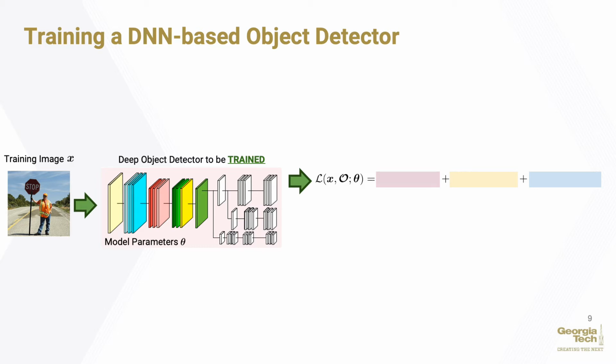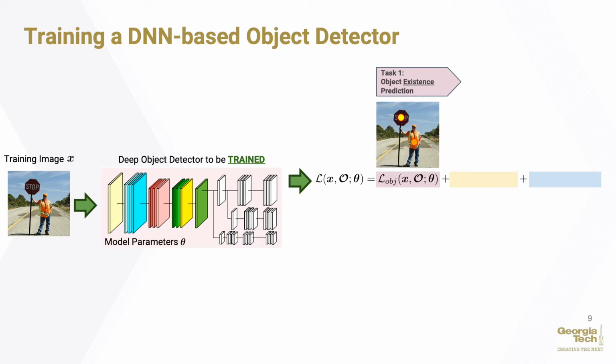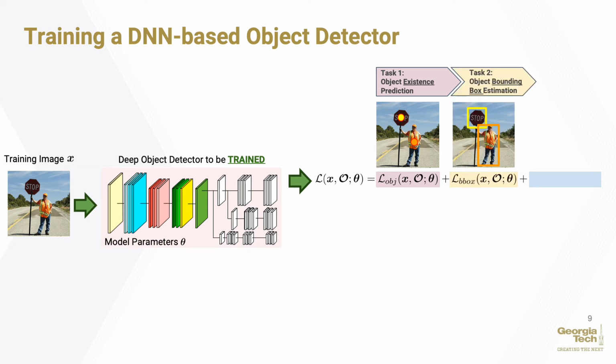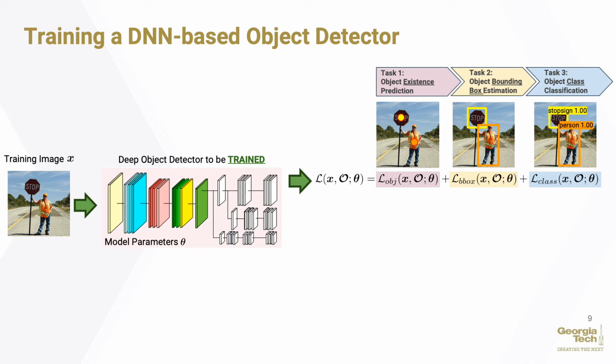As briefly mentioned earlier, it is a multitask learner with 3 goals. The first one is to predict object existence, the second one is to estimate the bounding box of the objects, and the last task is to classify objects. That's why the loss function in object detection consists of 3 components. Each of them corresponds to one specific task, aiming to minimize the prediction errors.